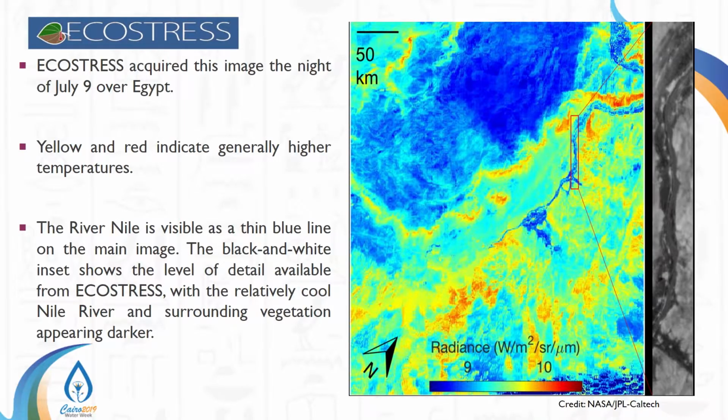This is one of the couple of images that were acquired on Egypt using EcoStress. As you can see, it was acquired July 8th of this year. The yellow and the red indicate generally higher temperatures, like you can see here around the River Nile, and that dark image on the right-hand side represents some of the vegetation on both ends.